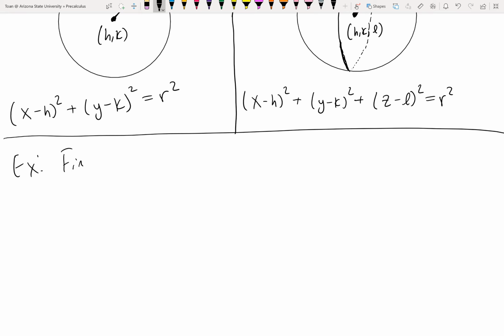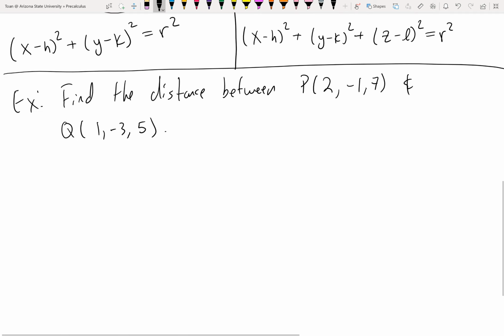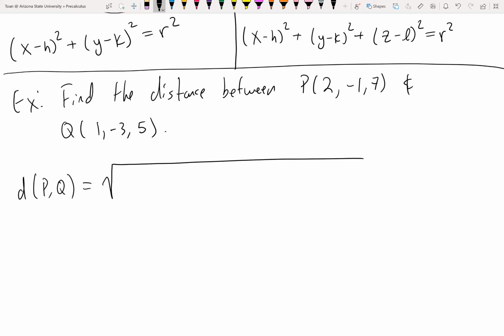Suppose I ask you to find the distance between point P, say, I'm making up numbers, (2, -1, 7), tossing some negatives in there, and point Q, I don't know, (1, -3, 5), right? This should just be a straight up application of the distance formula, right? So the distance from P to Q is equal to the square root, subtract the x's, and again, technically the order doesn't matter, but we always like to do final minus initial.